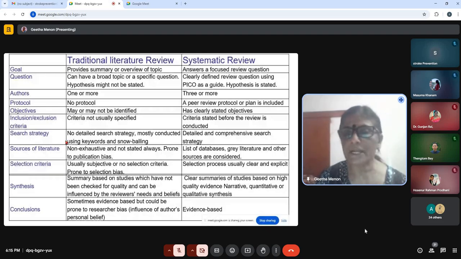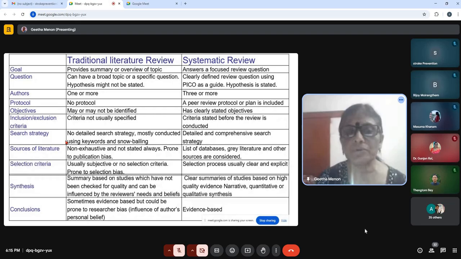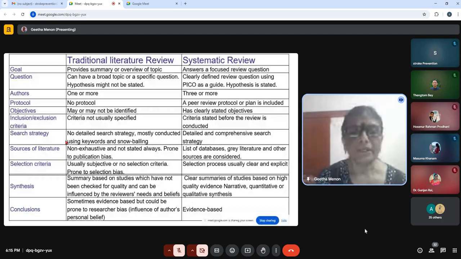The selection criteria is explicit and clear in a systematic review for the primary studies that go into the review, whereas a traditional review has no such selection criteria, and often it is subjective in nature, and therefore it is prone to selection bias. Systematic review methods are standard and well known, and they are published. So there is a method for synthesizing the results of the primary studies in a systematic review, whereas in a traditional review there is no such method.